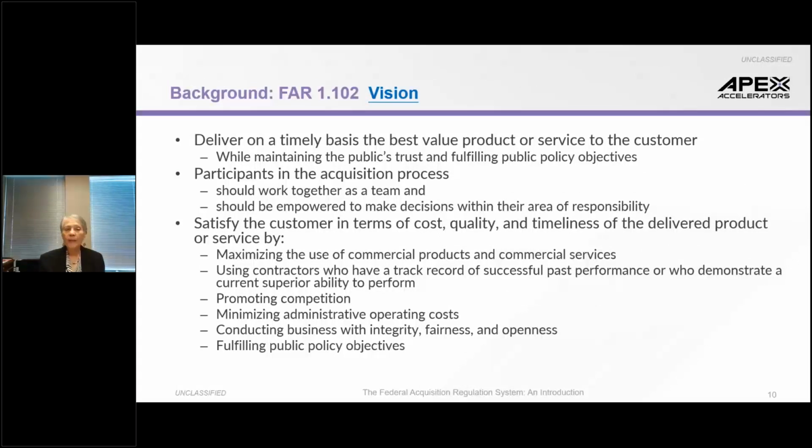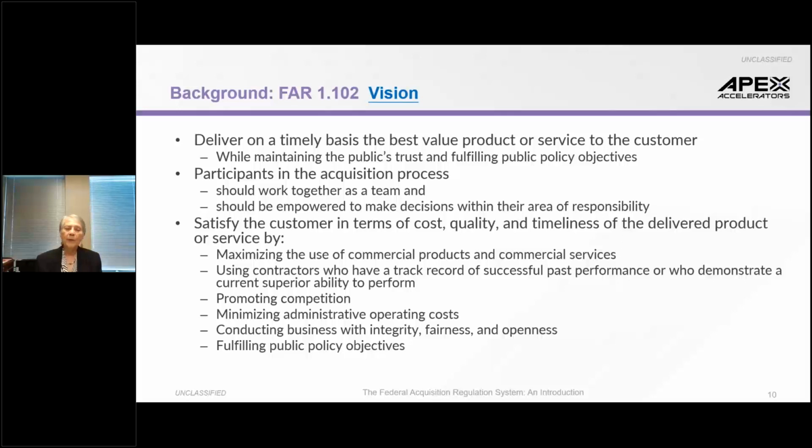The FAR states its vision to be delivering on a timely basis the best value product or service to their customer. And we'll talk about best value again at some point in the subsequent webinars. But real quickly, using a best value approach allows a trade-off so that we don't always see the government award to the lowest price offer, and we don't always see the government award to the best rated proposal. There's a trade-off between price and value. And while they do all of that, they are supposed to maintain the public's trust, and they will be fulfilling public policy objectives.